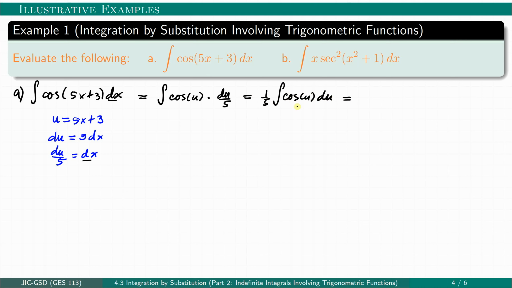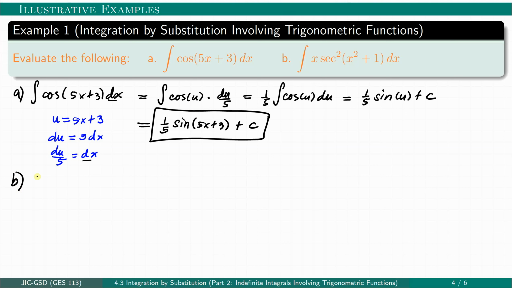So we will get 1/5 times the integral of cosine u du. And recall that the integral of cosine is just sine. So this will be 1/5 sine u plus c. But we can replace the u here. So this will be 1/5 sine of 5x plus 3 plus c.